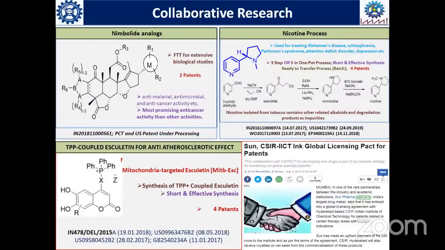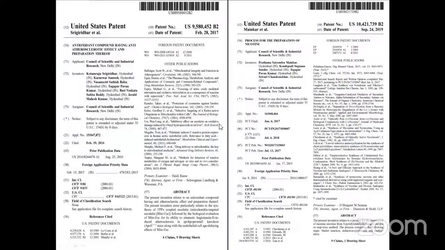But it is only because it is a patent that we could license it. And through this licensing pact, we could earn some revenue. These are the front pages of the patents from our works. This is the one referring to the work which has been licensed to Sun Pharma. And this work is on a process for preparation of nicotine. These both are granted patents from America.